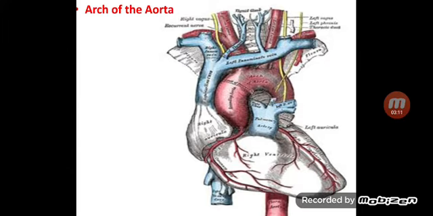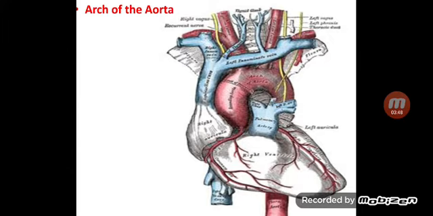If you look at this slide, at the level of the sternal angle the arch of aorta starts. It lies behind the manubrium sterni. It arches upward, backward and to the left, just in front of the trachea. Then it passes downward to the left side of the trachea at the level of the sternal angle.